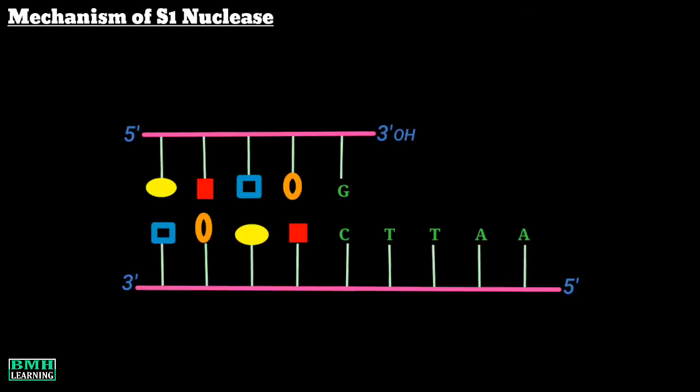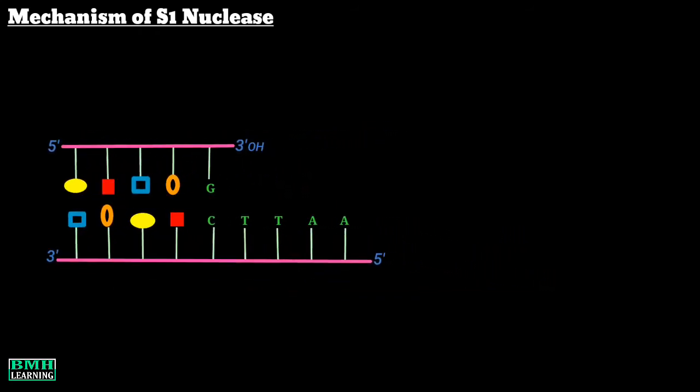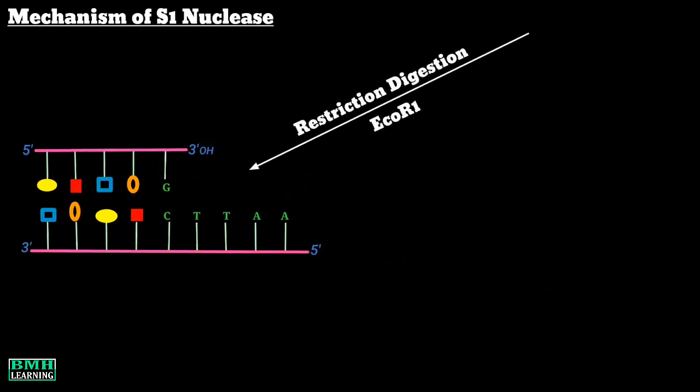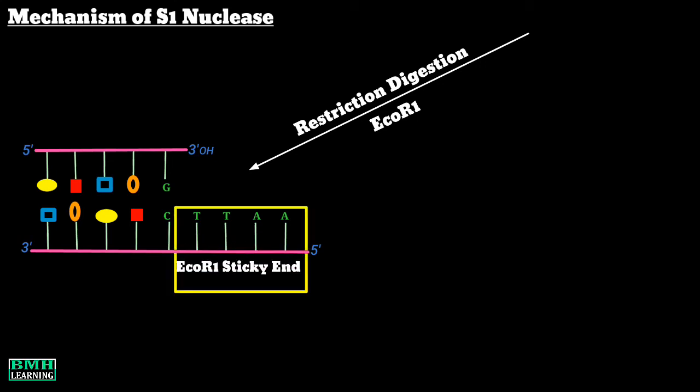Now let's talk about the mechanism of S1 nuclease. So we are given a molecule of double-stranded DNA, which has already been digested with EcoRI. The treatment with EcoRI resulted in the formation of a sticky end. Do you know, the sticky end is a single-stranded region of DNA.